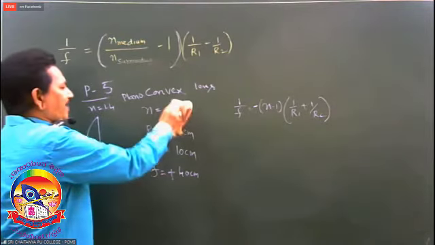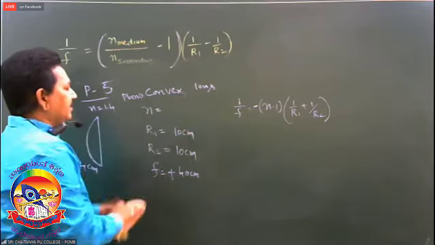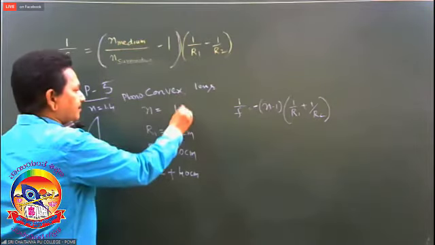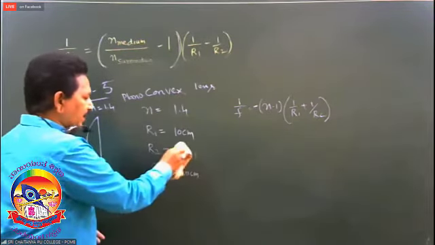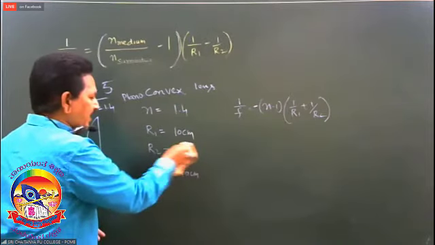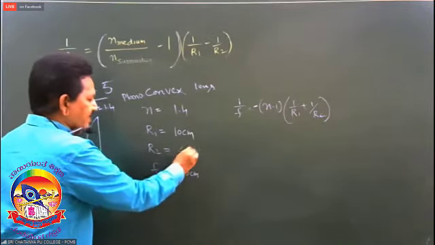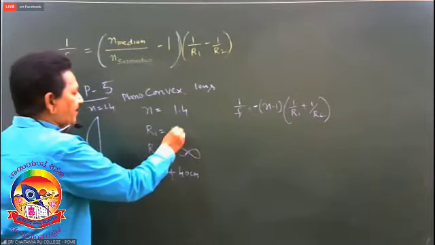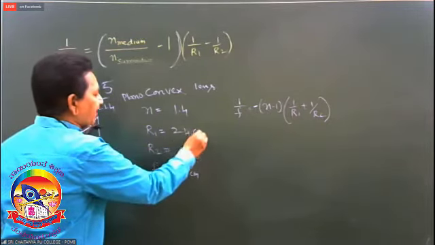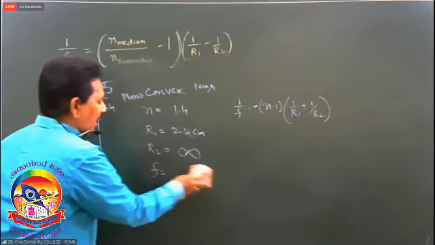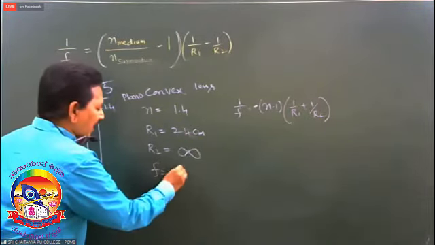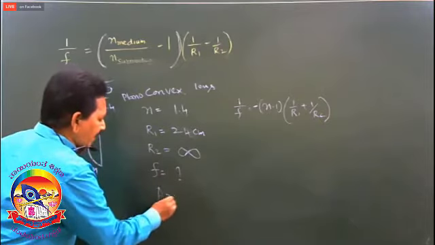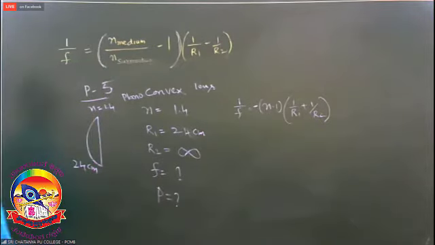So what is the N value? Refractive index 1.4. R2 infinity. Why infinity? It is a plane surface. And radius of curvature of the first surface 24 centimeters. You are asked to find out the focal length and also the power of the lens.